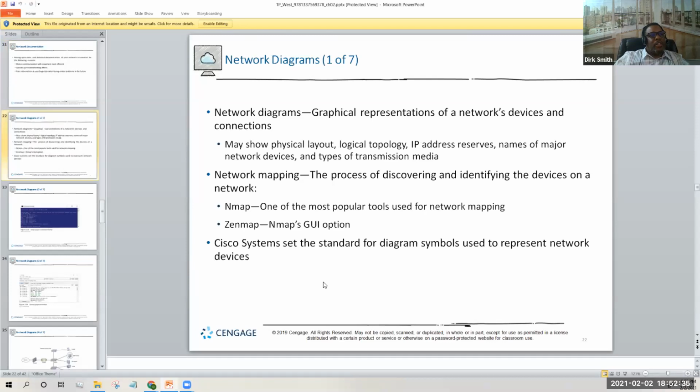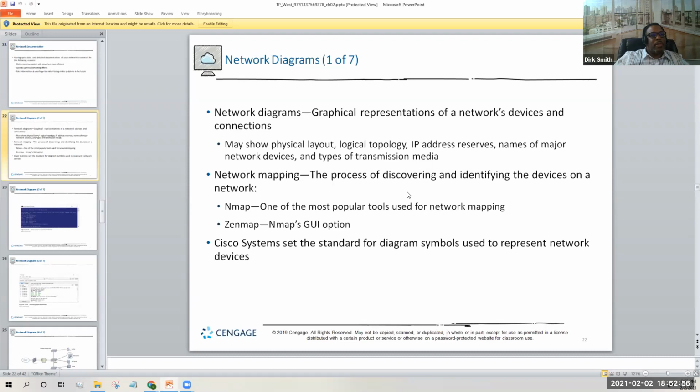A network diagram geographically represents where the devices are connected. I just kind of showed that. It may show some physical layouts, how they are. You also want to get as much information as possible. List the IP addresses, the different types of network there are, the transmission speed. The more information, the better.